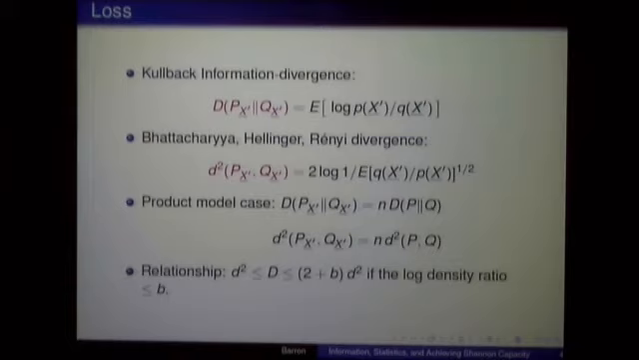Both this Bhattacharya-Hellinger-Renyi-Chernoff type divergence and Kullback-Leibler share the property that with IID distributions, it's just n times the individual distance. Also, as I mentioned earlier, there are always such relationships: D squared is less than D is less than 2 plus the constant times D squared, if the log density ratio is bounded by such a constant.